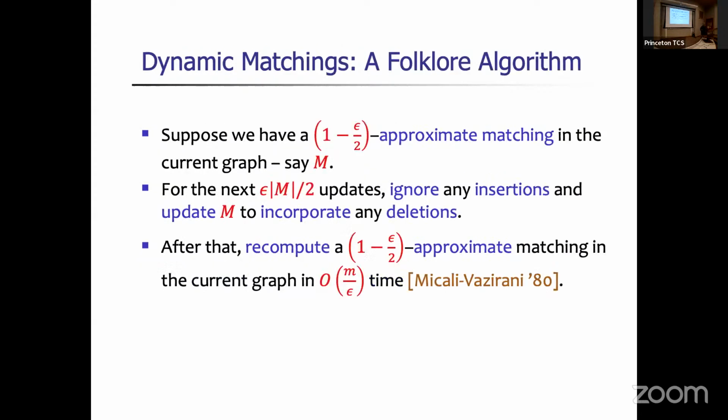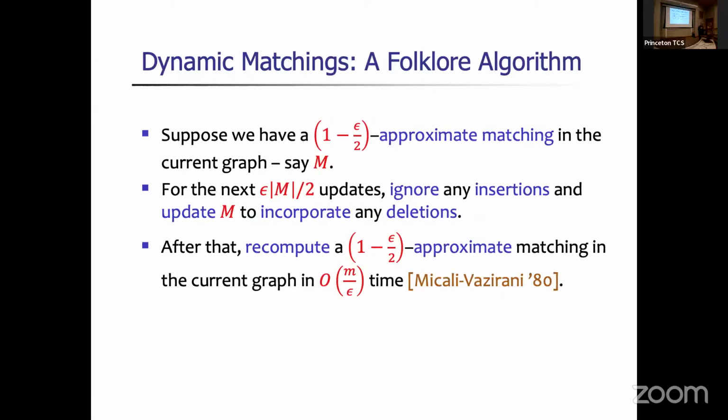So I want to start by showing you a simple folklore algorithm for this problem. And this will give us a benchmark that's going to be useful for us to keep in mind. So here is a very simple algorithm for maintaining near optimal dynamic matching. Suppose you currently have a 1 minus epsilon over 2 approximate matching in your graph, and let's call this matching M. For the next epsilon m over 2 updates, basically I'm going to ignore any insertions which happen. And if you have any deletions which are deleting any edges from the matching that I have computed, I'll remove them from my matching.